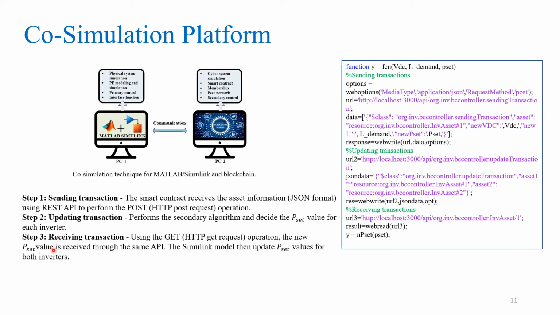In the third step, we perform the receiving transactions using the HTTP GET request. So in this step, our function from the MATLAB Simulink calls the updated Pset values from the blockchain network in order to run the Simulink model using the updated active power set values for both of the inverters. This is how we perform the communication between these two computers. This is an example of the code of the function that we developed within the MATLAB Simulink model in order to build this co-simulation platform.